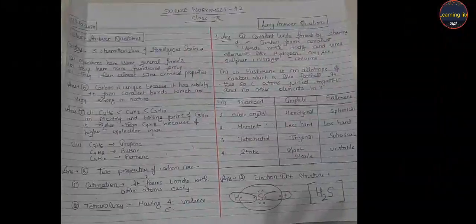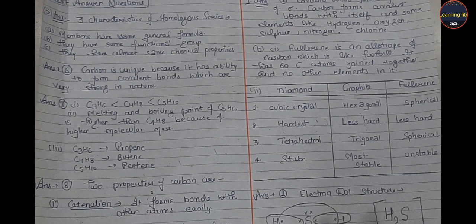Fifth question, student. What are the three characteristics of the homologous series? First, they have the same general formula, they have the same functional group, and they have the same chemical properties. And sixth question, why is carbon unique? Because it has the ability to form covalent bonds, student, rather than other elements.